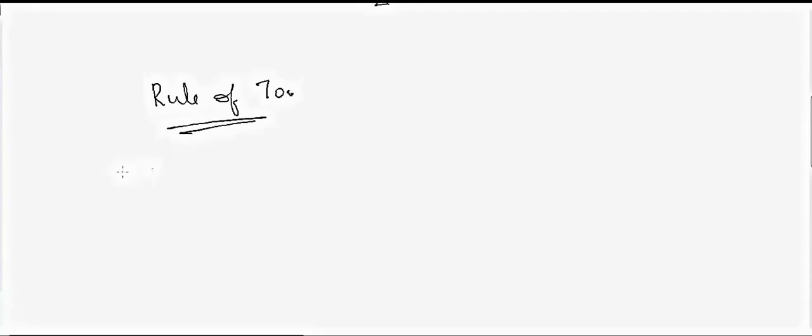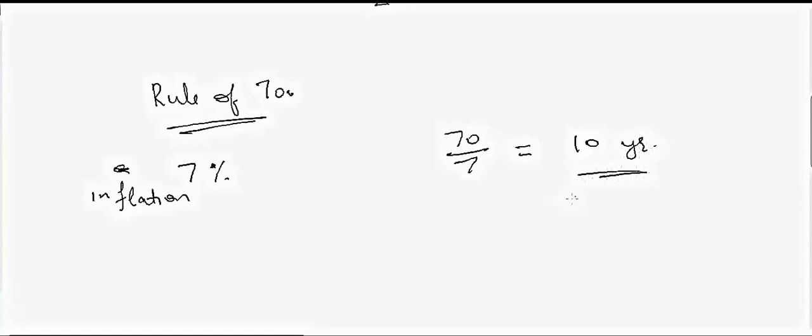Suppose the rate of inflation is 7%, then it will take you 70 divided by 7, equal to 10 years for your money to become half. So the money value is equal to half.